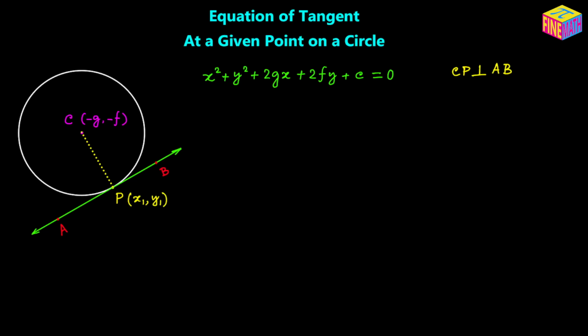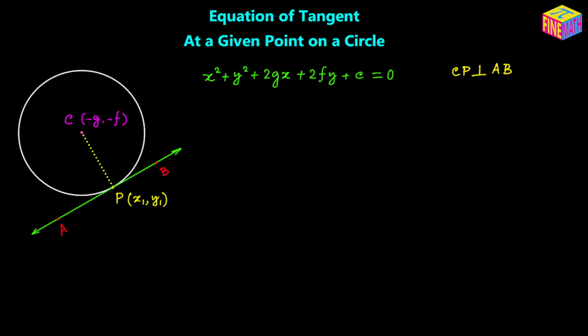We have seen that in a previous theorem where we proved that the radius drawn from the center to a point is always perpendicular to the tangent drawn at that point. So in this case, CP will be perpendicular to the tangent line, which is AB, let's say. Right? Now we have found a line segment, CP, that is perpendicular to the tangent line. So somehow if we can calculate the slope of the line segment CP, then we should be able to easily calculate the slope of the tangent line.